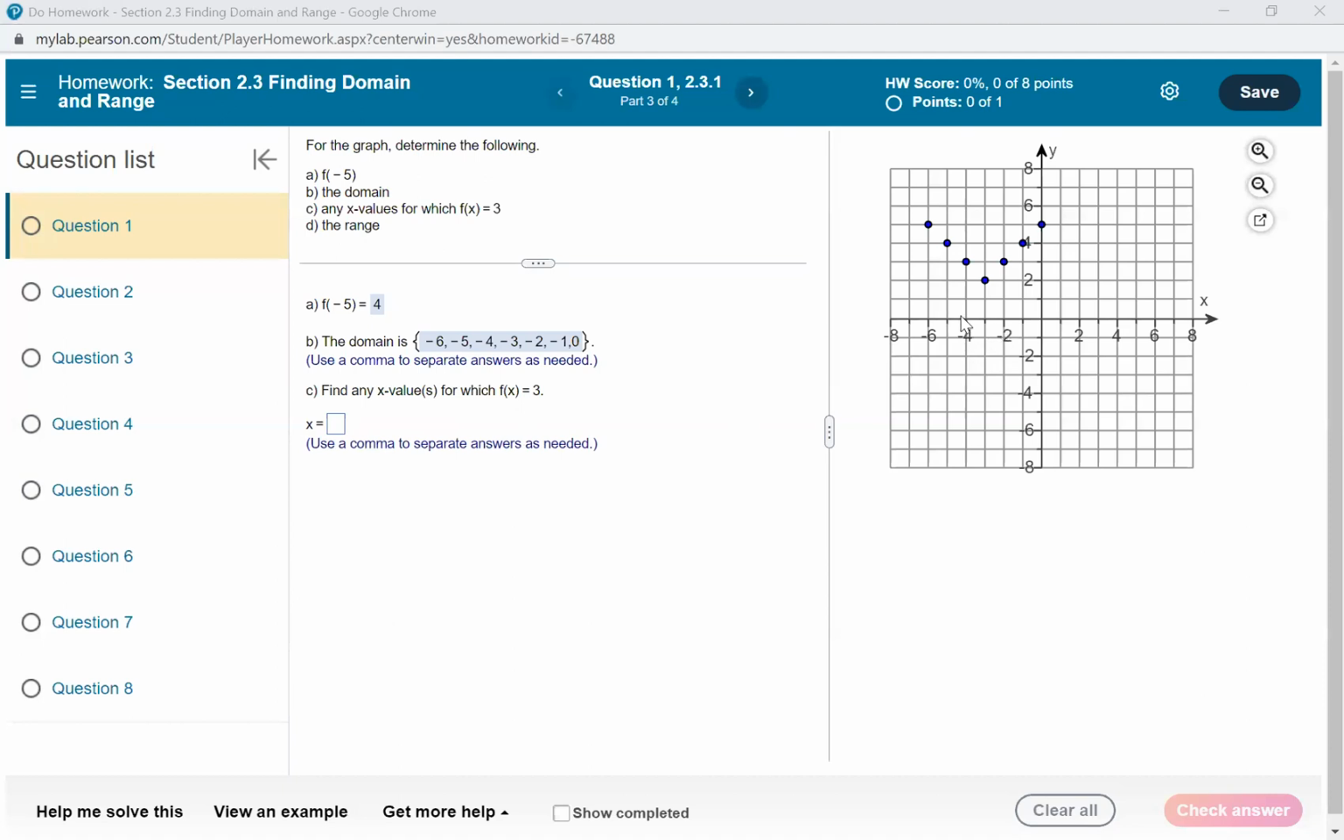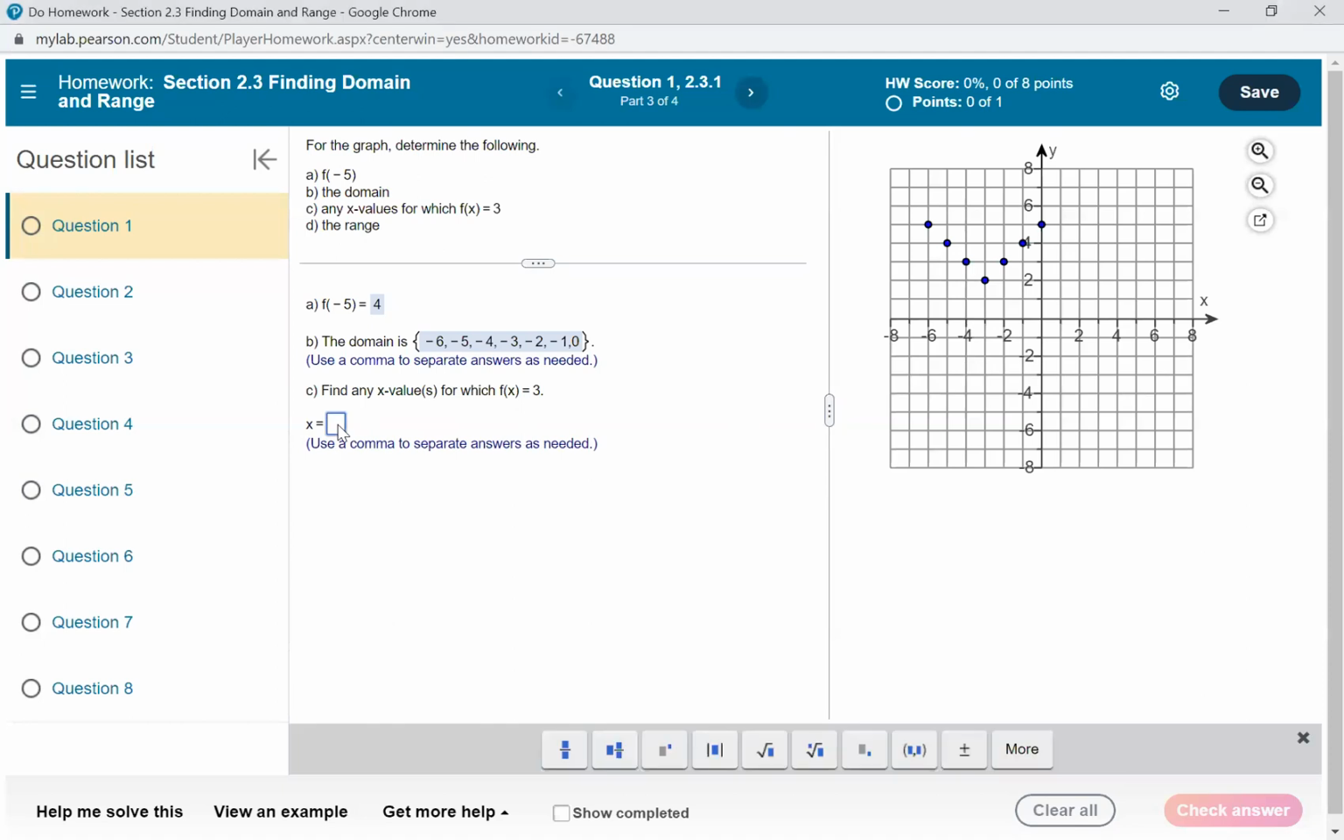So if you look at -4, y'all, they're right. You go up and that point is sitting at 3 on the y-axis. You go over here to -2, go straight up, that point is also at 3. So this one you just gotta put in the -4, comma, -2.